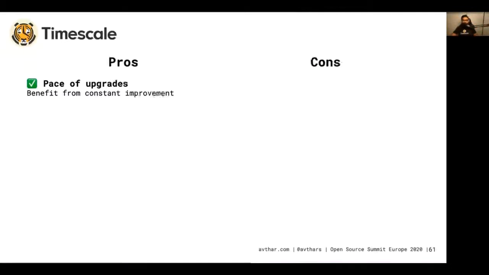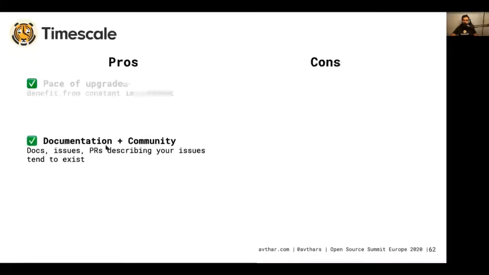The first one is just the pace of upgrades. The team have found that they've benefited a lot from the constant improvement, and quote unquote, when they upgrade things, they actually get a lot better. Projects like Prometheus are constantly evolving, and they're really benefiting from the fast moving upgrades that they're getting from it. The second point is the documentation and the community.